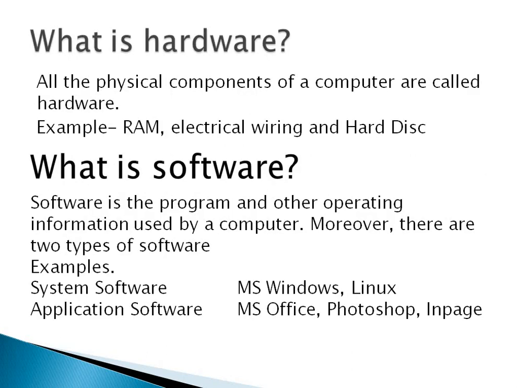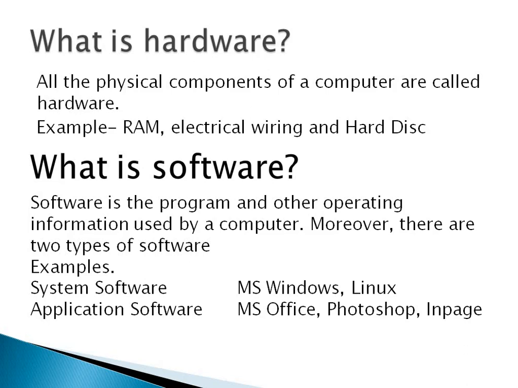What is hardware? There are two main components of computer, hardware and software. All the physical components of a computer are called hardware. For example, RAM, electronic wiring and hard disk. What is software? Software is the program and other operating information used by a computer.